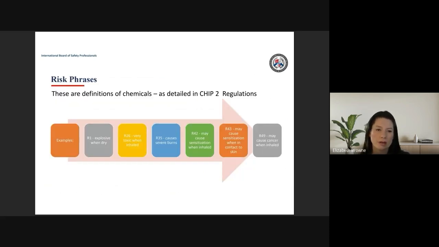All right, so risk phrases. You can see these are definitions of chemicals as detailed in the CHIP 2 regulations. Some examples are R1, explosive when dry. So that would be something very physical, very hazardous, where potential risk can be high. R26, very toxic when inhaled. R35, can cause severe burns. R42, may cause sensitization when inhaled. R43, may cause sensitization when in contact with skin. And R49, may cause cancer when inhaled.